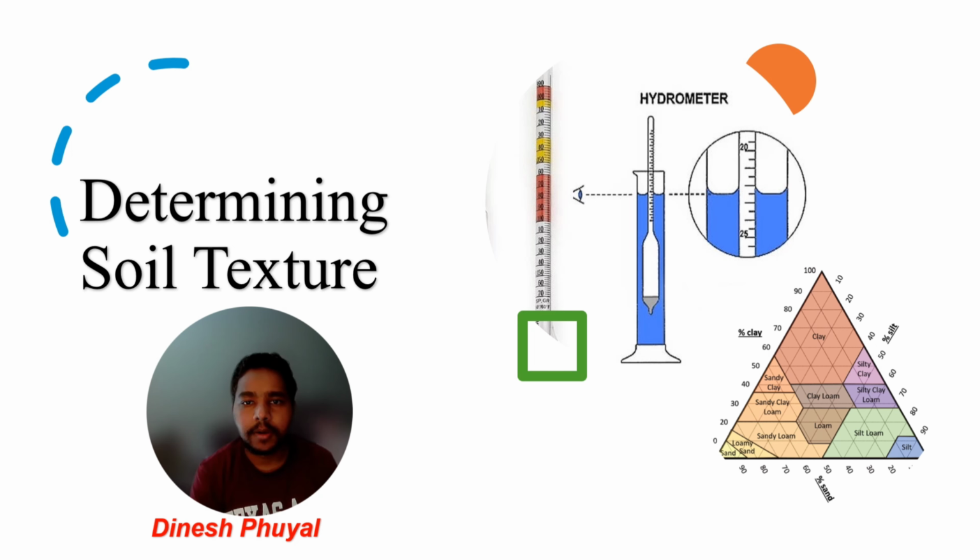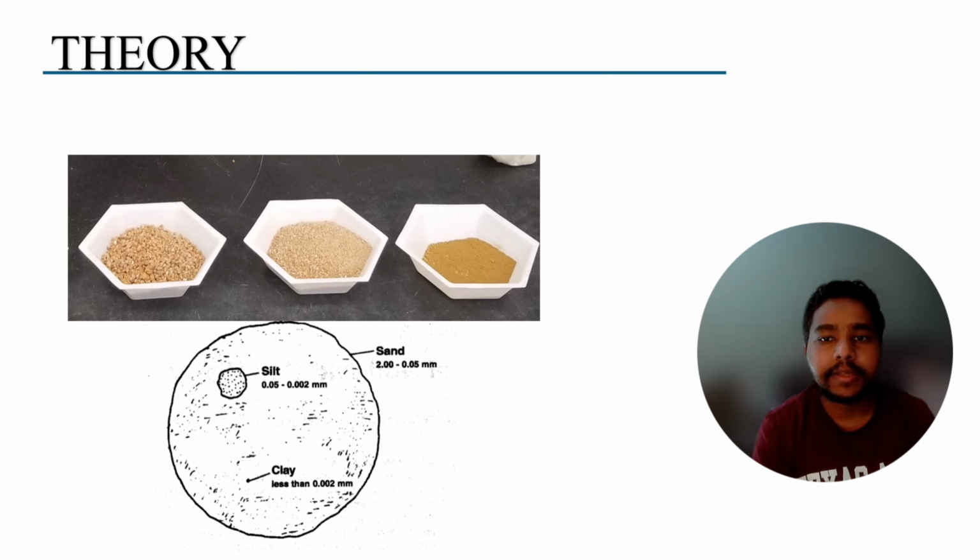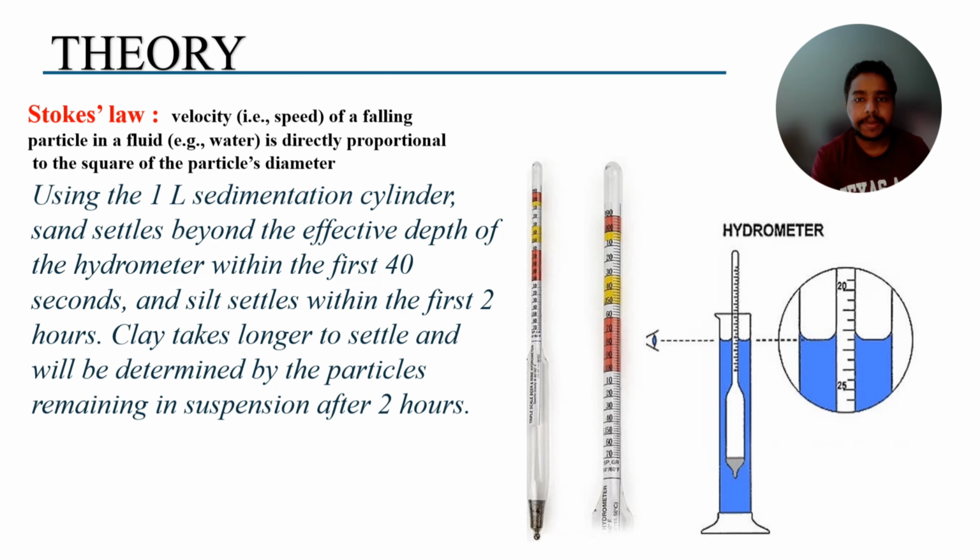This lecture is about determining soil texture. Soil texture is basically the relative proportion of sand, silt and clay. Although sieves can be used to separate particles into different size fractions, other methods are more commonly used.